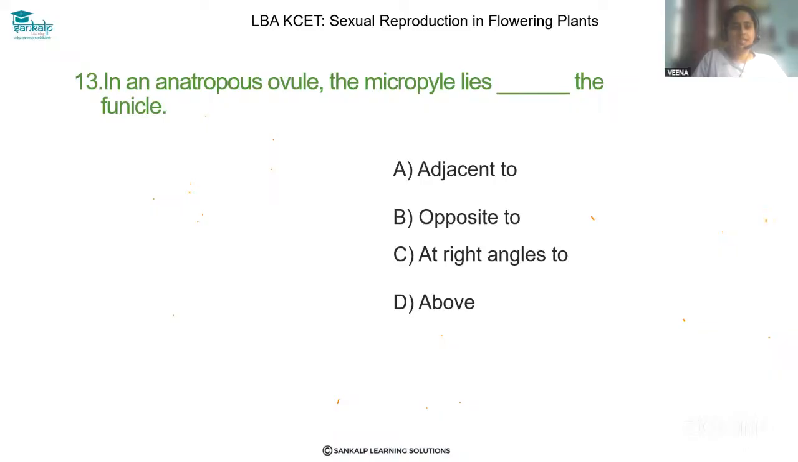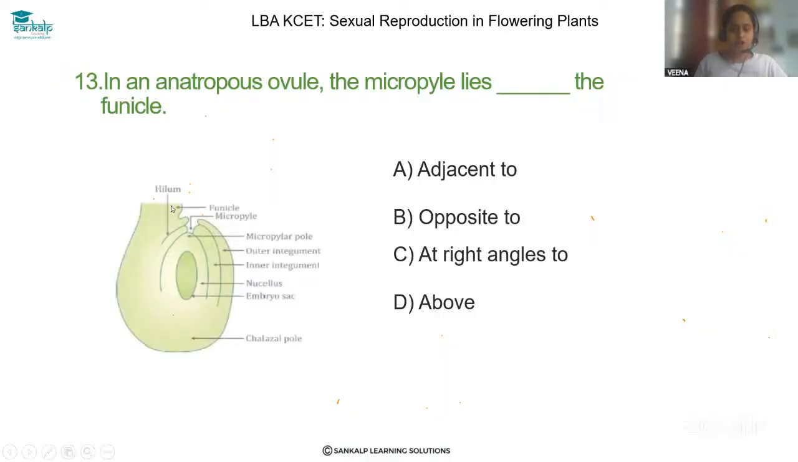Let's solve the 13th question. In an anatropous ovule, the micropyle lies dash the funicle. Dear children, just observe the structure here. This is the structure of an anatropous ovule placed in an inverted manner, and there is a bending of the ovule here.